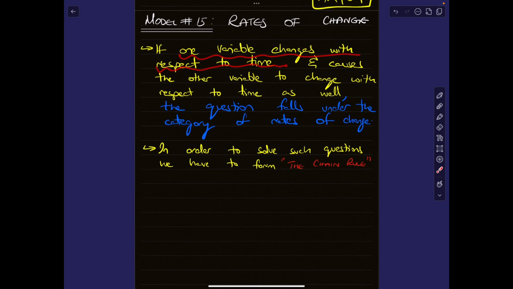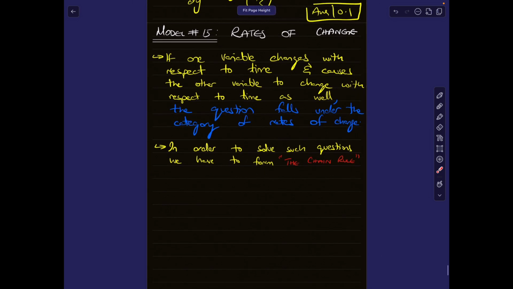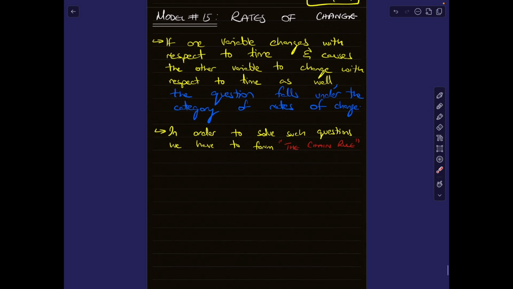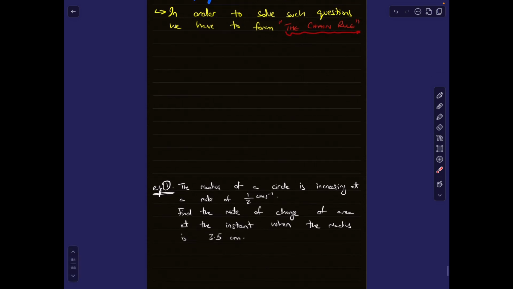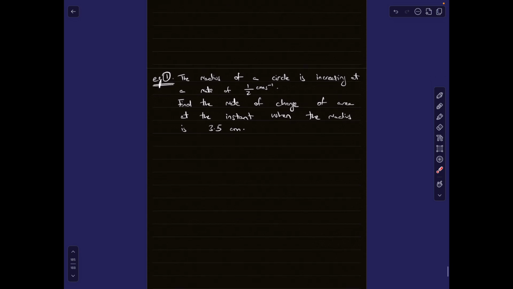If one variable changes with respect to time, it will inevitably cause the other variable to change with respect to time. Then, such a question falls under the category of rates of change. And in order to solve such questions, we form, or rather use, the chain rule. We'll learn how to form it in just a bit.